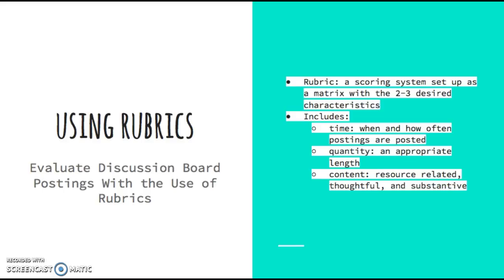Rubrics should include time, when and how often postings take place, quantity, the appropriate length of a post, and content, resource-related, thoughtful, and substantive answers.